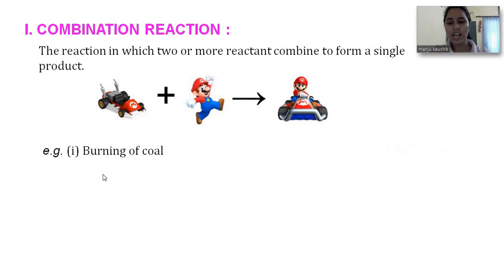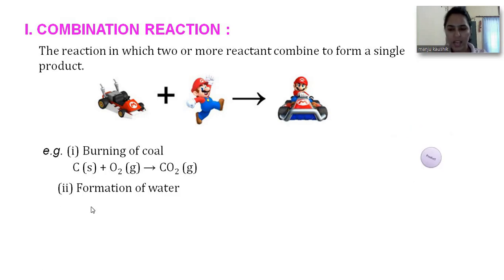So, example, burning of coal. Burning of coal is a combination reaction. How is it possible? See, coal is carbon and when it burns in the presence of oxygen, they combine to form carbon dioxide gas. So, during the reaction, carbon dioxide is produced, which is the product of the reaction, whereas carbon and oxygen are the reactants of this reaction. Let's do another example.